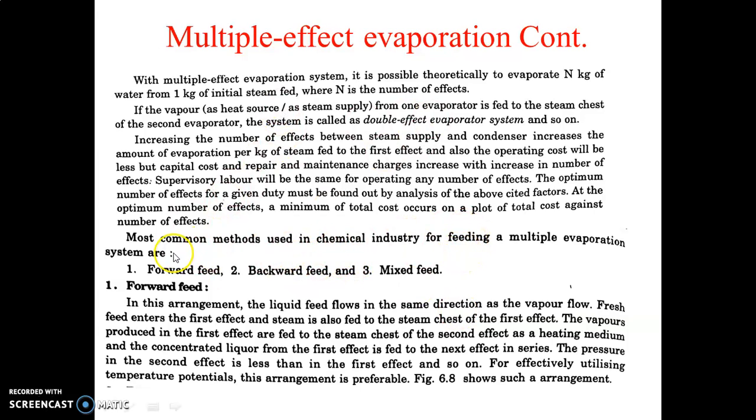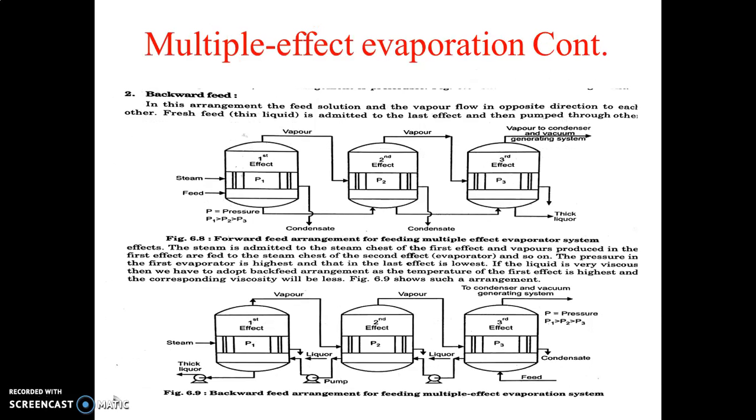There are some methods which are useful for feeding the multiple effect evaporation system. There are three methods: forward feed, backward feed and mixed feed. First we will discuss forward feed arrangement, then backward and then mixed feed. If we look at figure number 6.8, it is called a forward feed arrangement for feeding a multiple effect evaporation system. In this system, three evaporators are connected in series.